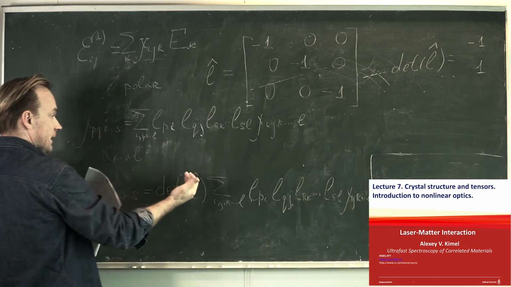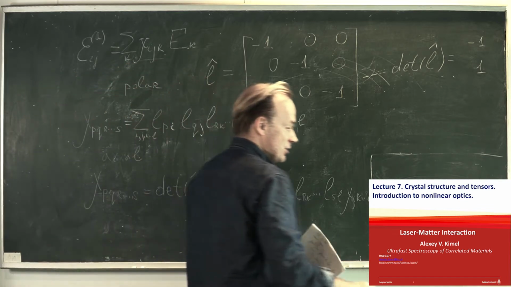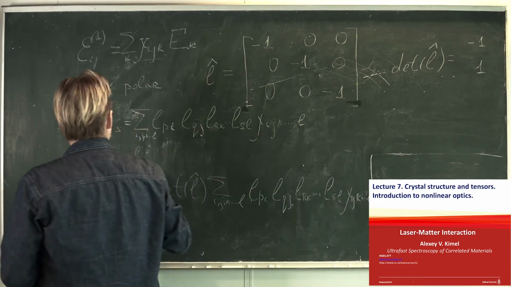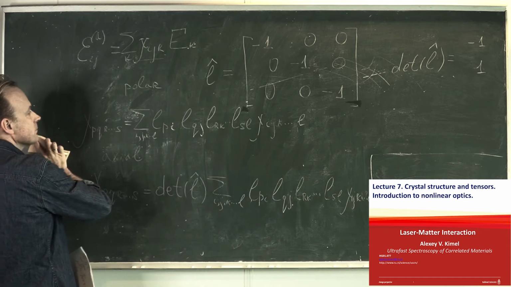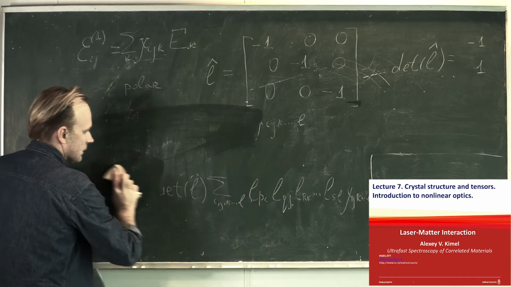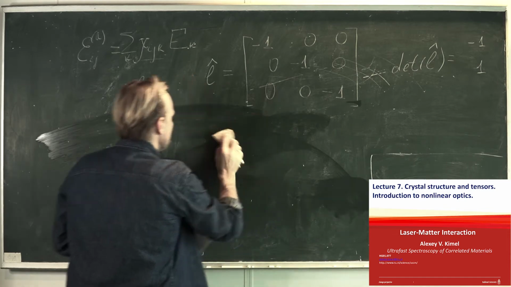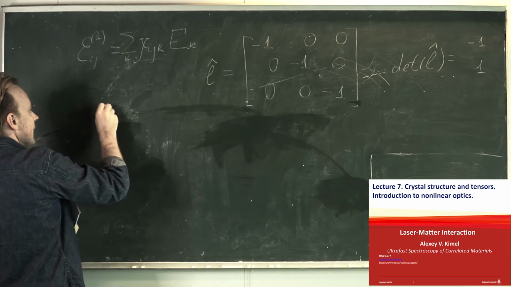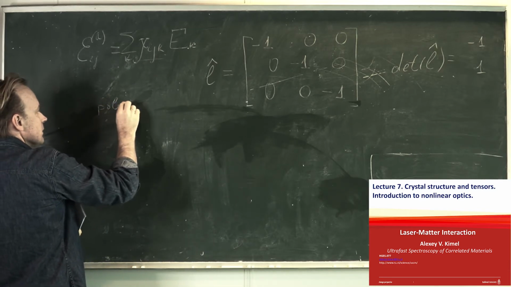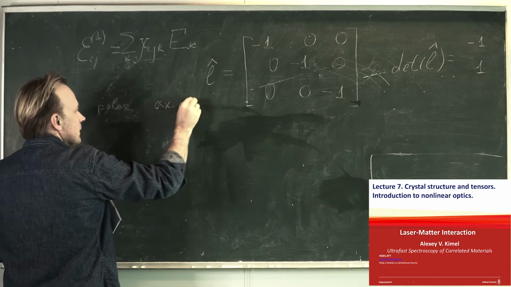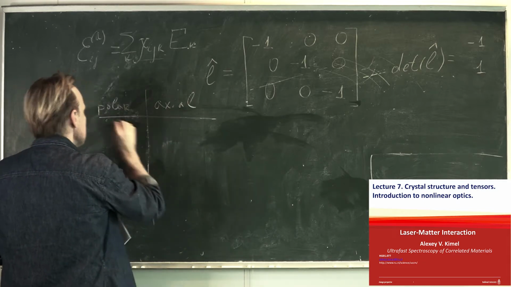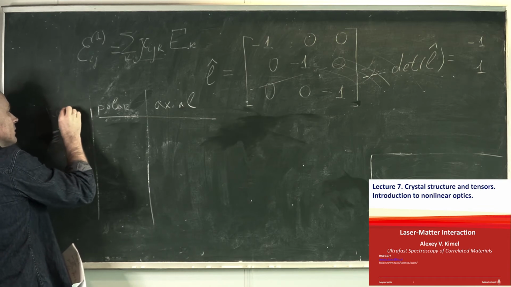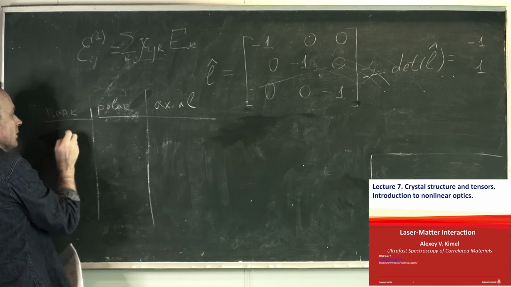Well, looking at these two expressions and at the generating matrix for the operation of space inversion, we can see and confirm that polar and axial tensors do indeed transform differently upon space inversion, and this transformation depends on the rank of the tensor.